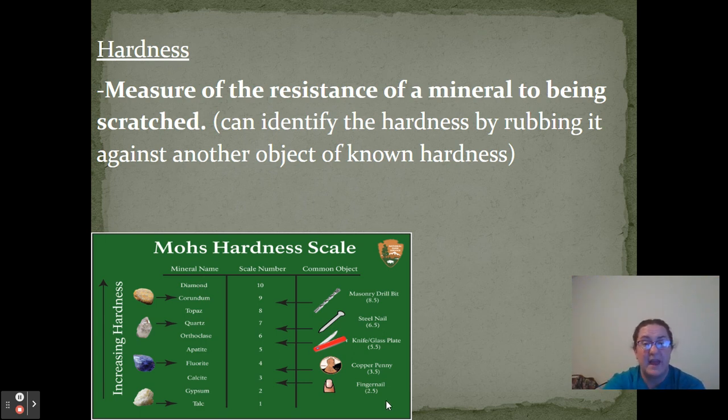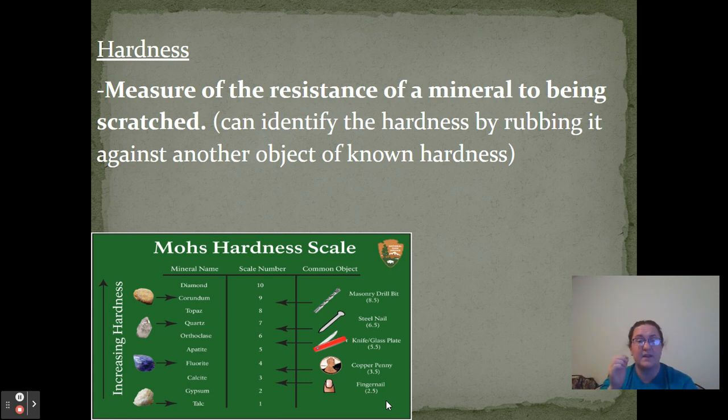So how are we able to test the hardness of a mineral? The first way that we can do easily is by our fingernails. Our fingernails have a hardness of 2.5. Even those who have acrylic nails or fake nails added on, it will still have a hardness of 2.5. So anybody can do the scratch test on this one. Copper pennies have a hardness of 3.5. So it's a little bit harder than our nails, and can scratch our nails.